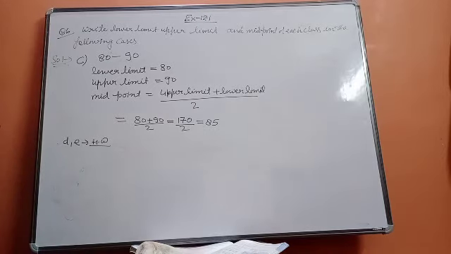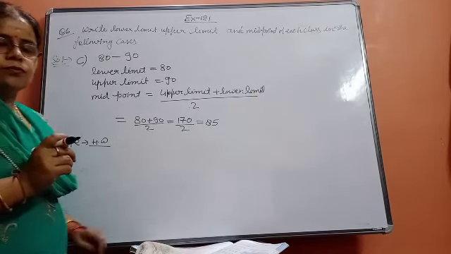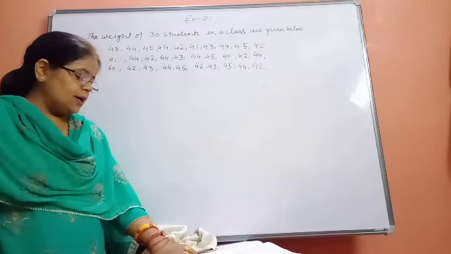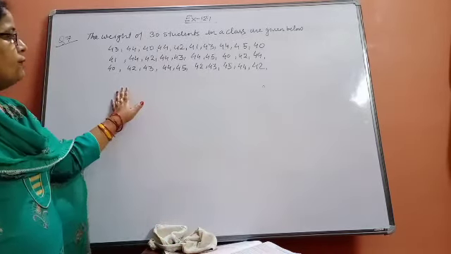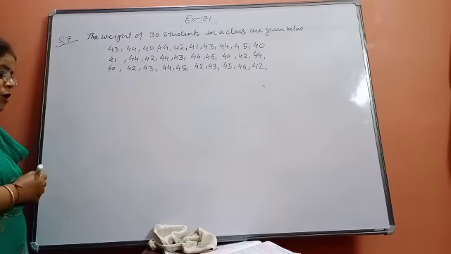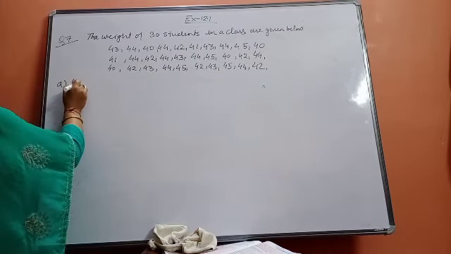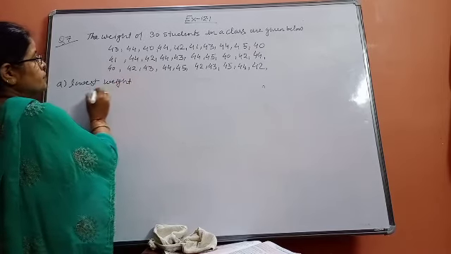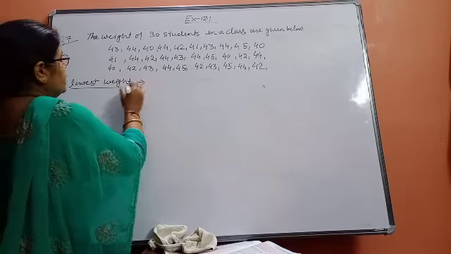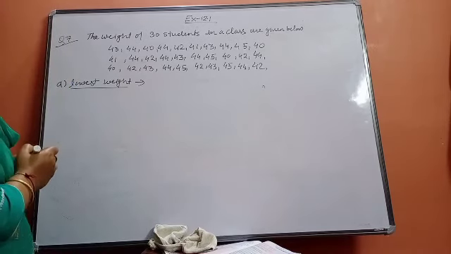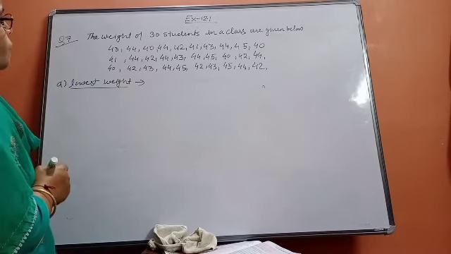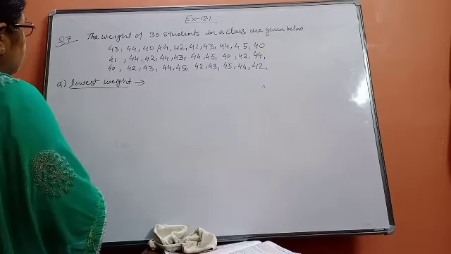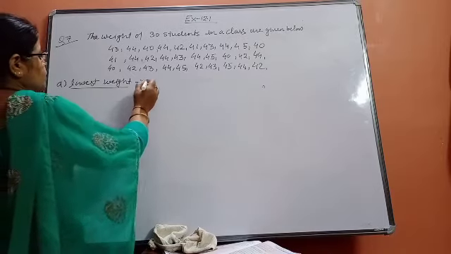Afterwards I am proceeding to question number 7. See, beta, question number 7. The weights of 30 students in a class are given below, which I have written on the board. The first question is: what is the lowest weight? In A part you have to select the lowest weight. You can see that all the weights are lying between 40 to 45 maybe at maximum. So the lowest weight should be 40.